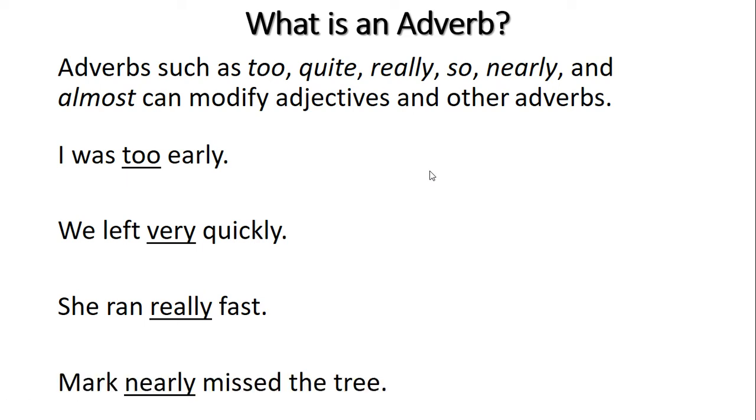Our last one here is, Mark nearly missed the tree. Okay, this is an example of an adverb that now is going to modify the verb. Mark nearly missed the tree. My sentence is really, Mark missed the tree. Okay, how did he miss the tree? He nearly missed the tree. So the word nearly here is modifying the verb. So adverbs, man, they're all over the place. They can modify adjectives, which is right here. They could modify other adverbs, or they could modify verbs.